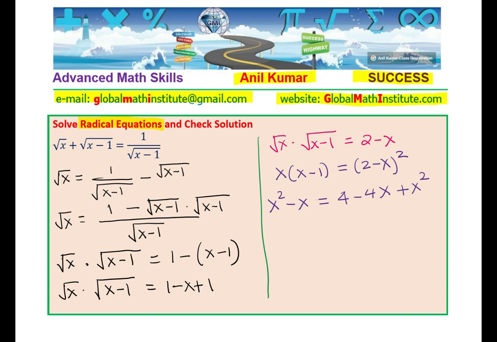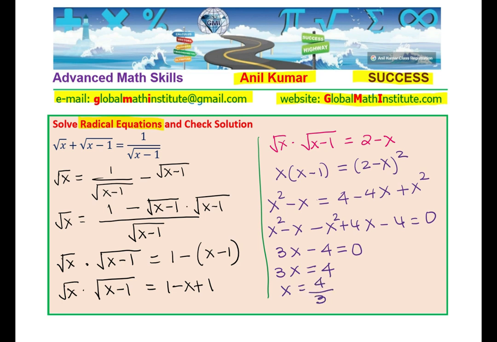So let's bring it to the left side. We get x squared minus x minus x squared plus 4x minus 4 equals 0. So x squared minus x squared cancels out to 0, and 4x minus x is 3x. So 3x minus 4 equals 0. We can simplify this, writing 3x as 4 and x as 4 over 3. So we get our solution, which is x equals 4 over 3.